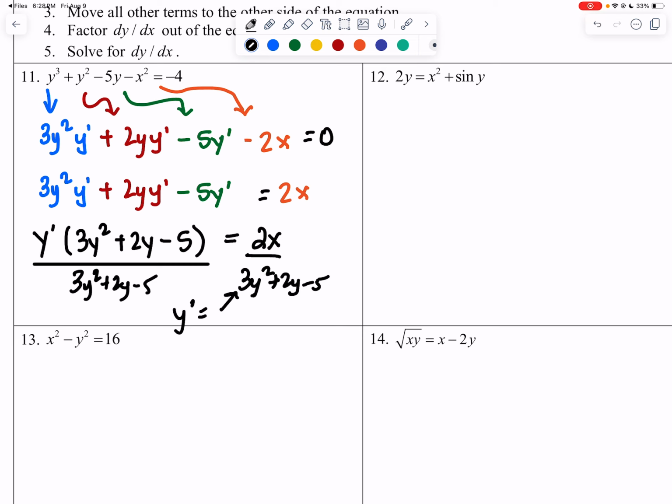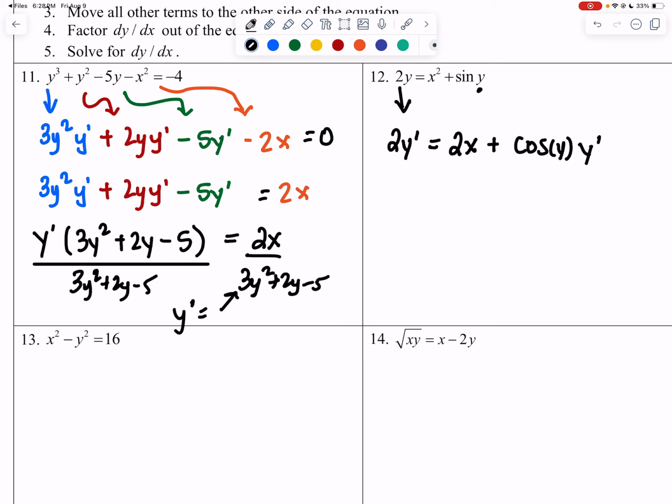I'm going to take the derivative of 2y. That's just going to be 2y prime. The derivative of x squared is 2x. And then the derivative of sine y, we're going to use chain, is cosine of y. But then the inside, the derivative of y is just going to be y prime.